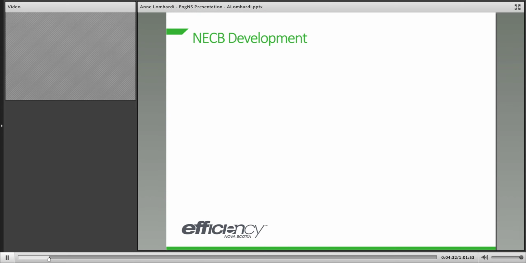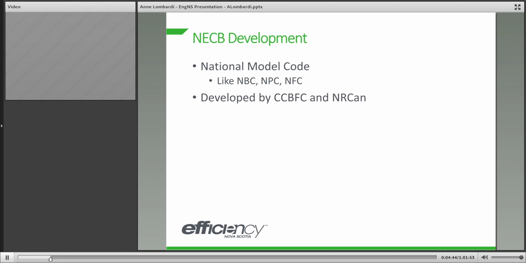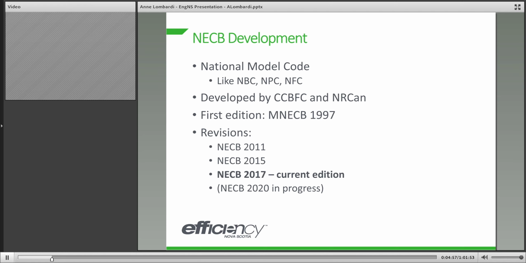Jumping right in, NECB development. The NECB is what's called a national model code, so it's developed at the national level, like the National Building Code, the Plumbing Code, the Fire Code. It's developed by the Canadian Commission on Building and Fire Codes, along with NRCan. The first edition of the NECB was the MNECB, M for model, in 1997. Since then, we've had 2011, 2015, 2017, which is the current edition, and then 2020 in progress, slated to be released later this year.